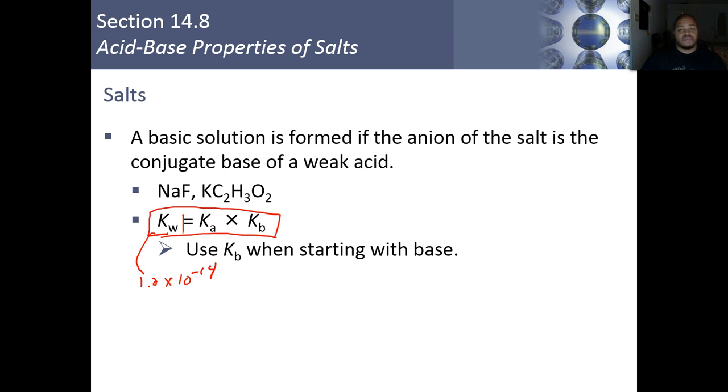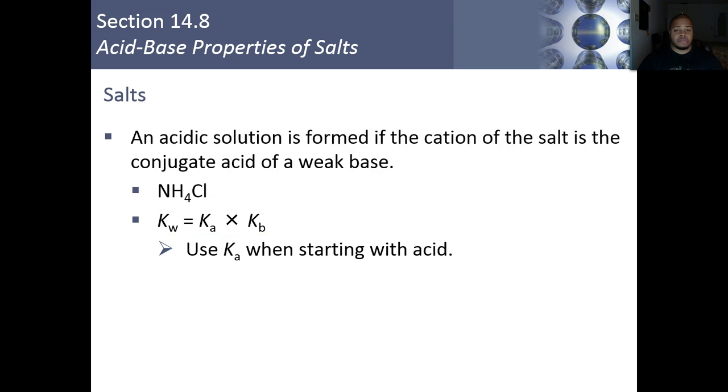Again, a basic solution is formed when the anion of the salt is a conjugate base of a weak acid. So, like our acetate ion and our fluoride ion, if those are added into the solution, it becomes more basic. And an acidic solution is formed when the cation from a salt is a conjugate acid of a weak base. Looking at what we have here, we're going to form the ammonium ion in solution, which is going to make it slightly acidic. If we start off with an acid, then that means we're going to be using the Ka value.